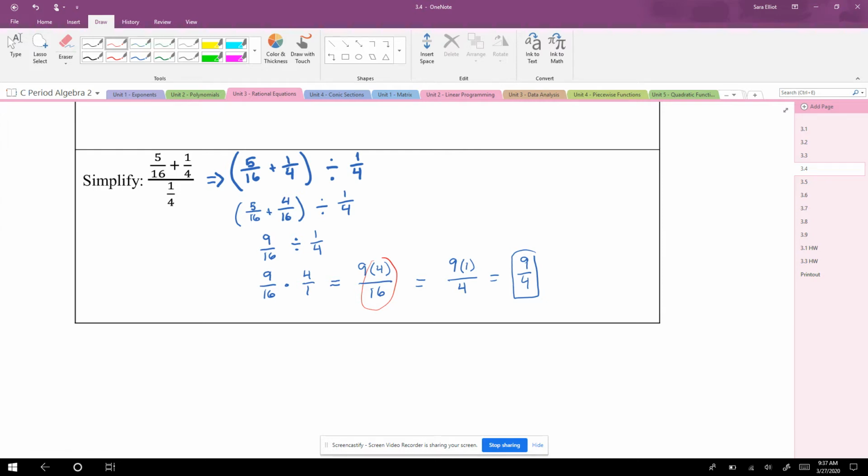If you don't want to simplify it that way, what you can do is actually multiply it out. So 9 times 4 is 36 over 16, and 36 is divisible by 4, and 16 is divisible by 4, so 9/4. Either way you do it, it's the same thing, but just be aware that since we are multiplying these things, we can simplify before we actually do the multiplication.